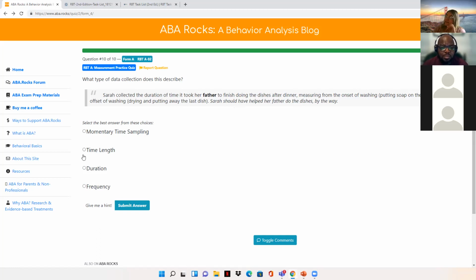Okay. Is this momentary time sample, time length, duration, or frequency? So remember, think about your measurements of data collection in ABA, and then they like to throw in random stuff that is irrelevant, like Sarah should have helped her father do the dishes. Who cares? We just want to know what type of data collection method she's using, right? Select the best answer.